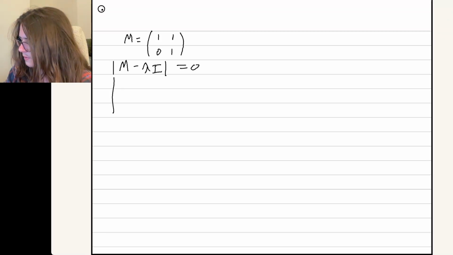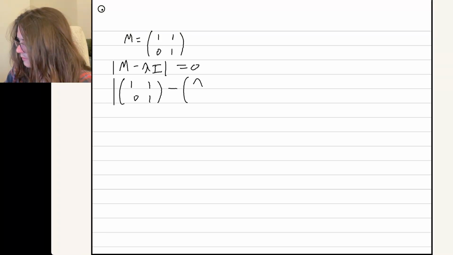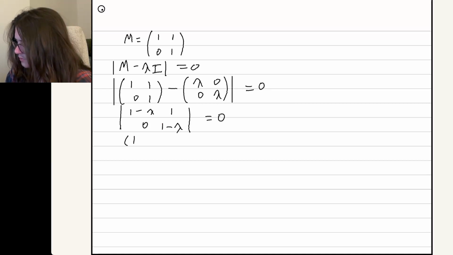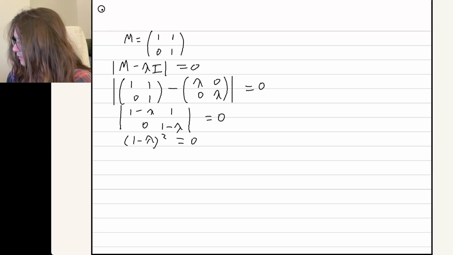So it's the determinant of 1, 0, 1, 1 minus lambda times 1, 0, 0, 1, that we set equal to 0. So it's the determinant of just 1 minus lambda here, and then 0, and then 1, and then 1 minus lambda here. And that determinant is actually just (1 minus lambda) squared equals 0.